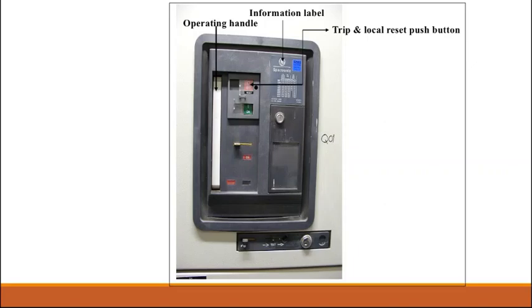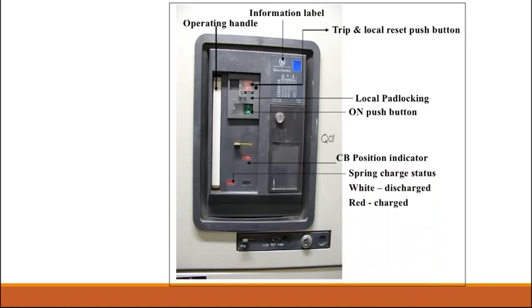This is the trip and local reset button. This is the on push button. This is the CB position indicator. This is the spring charge status. If it is white, it is discharged. If it is red, it is charged. This depends on the manufacturer.